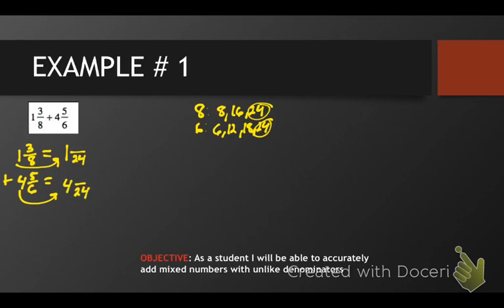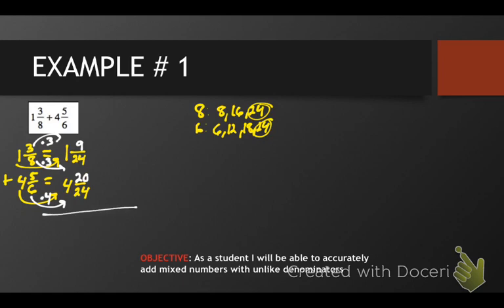Now, the next thing is, how does my 8 become 24? Well, I multiplied it by 3. Remember, the rule is, if you do it to the denominator, you must also do it to the numerator. So 3 times 3 is 9. Okay, how does 6 become 24? You multiply by 4. You must do it to the numerator as well. 5 times 4 is 20, and there you go.